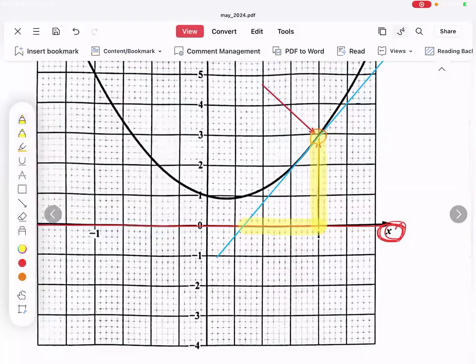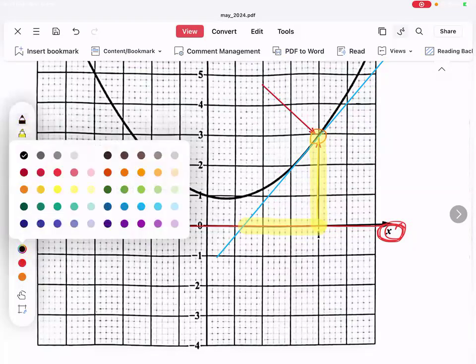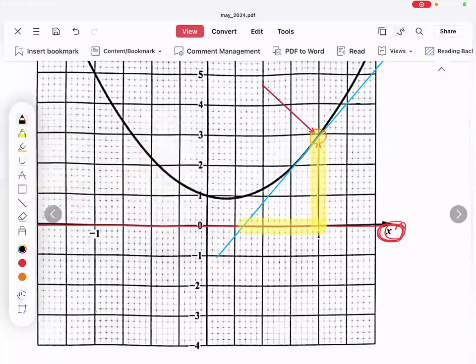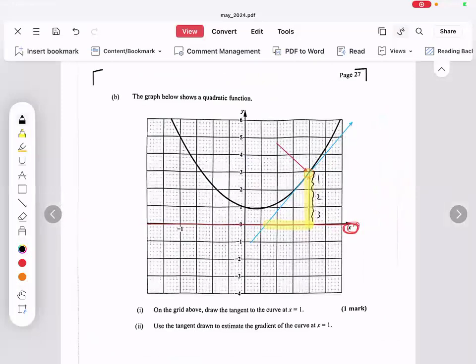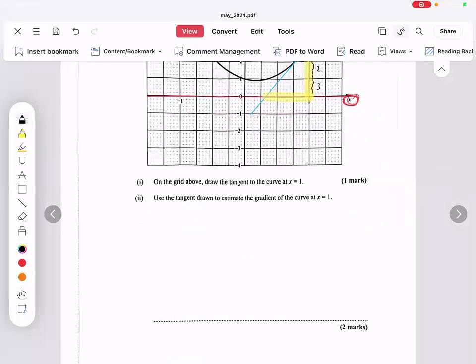Sir, would that go back to the gradient thing? Yep, rise over run. So the rise would be the distance from here to here. How many boxes are coming down? 1 box, 2 boxes, 3 boxes coming down. So I can say that my gradient m is rise over run, and in this case my rise is -3.